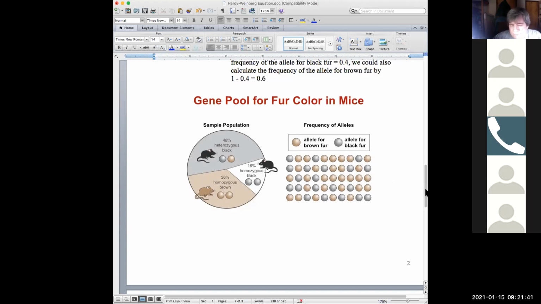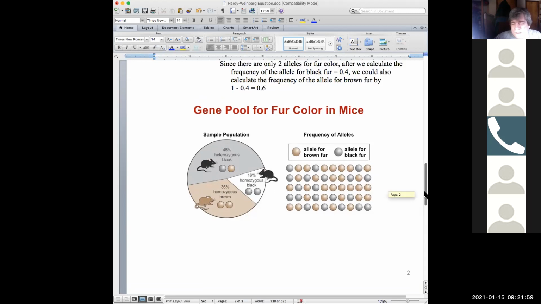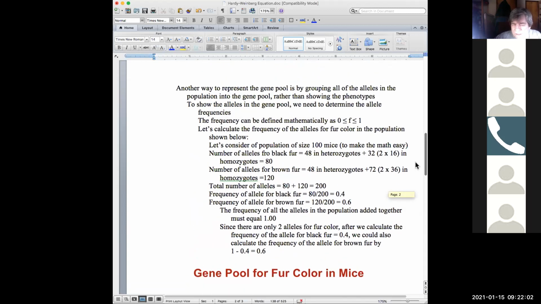But before we do that, let's think about how we could calculate the allele frequencies given this sort of information. Like I say, a lot of times we wouldn't have something this detailed. We would just know that 64% of the mice had black fur. But let's think about how we would calculate this. And when we talk about how we're going to describe the alleles, we're going to describe what's called the allele frequency.